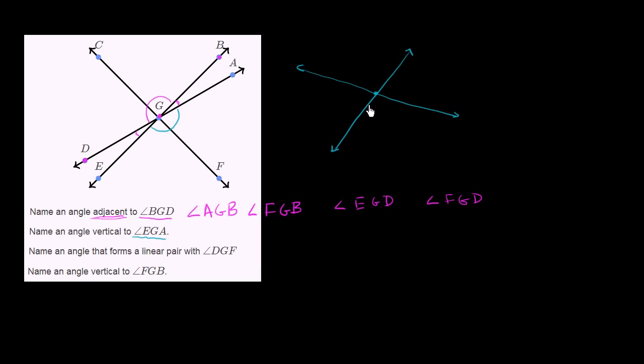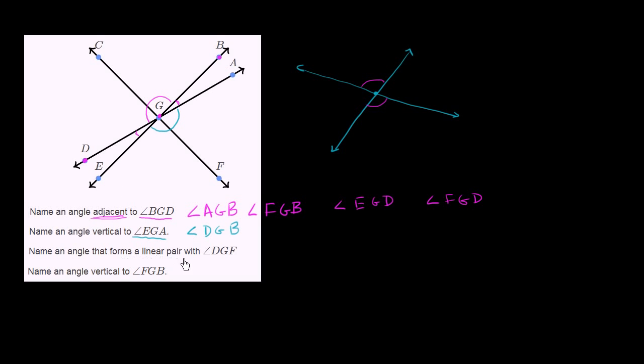If this is the angle that you care about, its vertical angle is the one on the opposite side of the intersection. It's one of these angles that it is not adjacent to. So it would be this angle right over here. Going back to the question, a vertical angle to angle EGA, if you imagine the intersection of line EB and line DA, then the non-adjacent angle formed to angle EGA is angle DGB, actually what we already highlighted in magenta right over here. So this is angle DGB, which could also be called angle BGD. These are both referring to this angle up here.